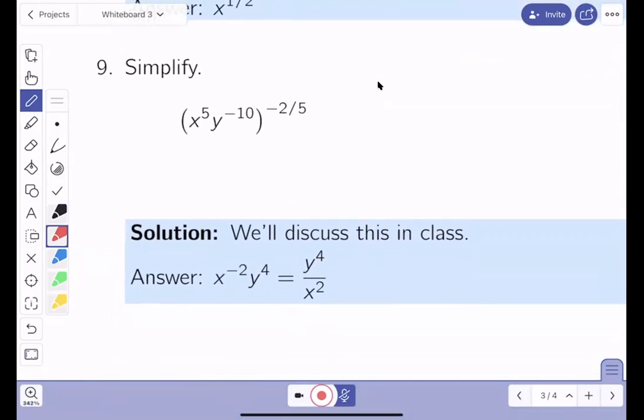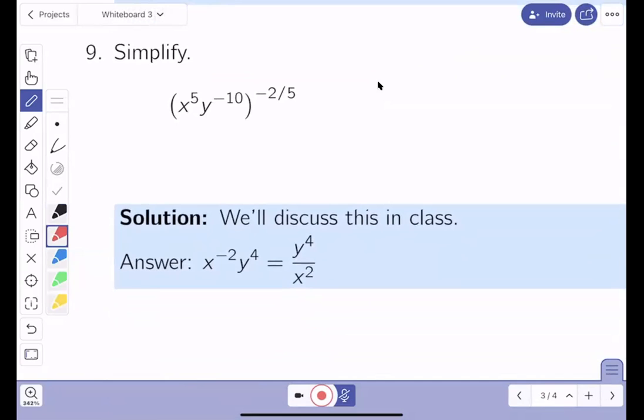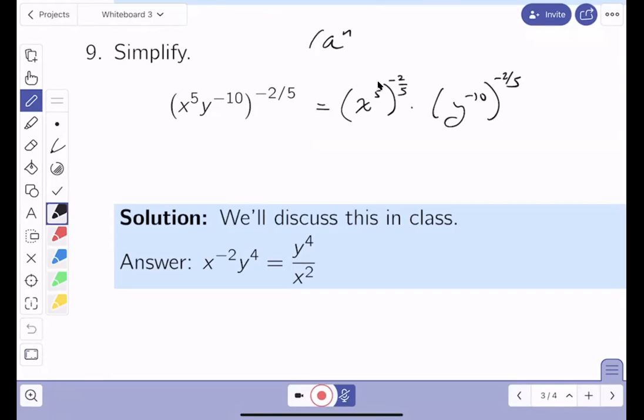Now this one, there's two things going on over here. What I'm claiming is that it's basically the same rule over and over again, but I've got two things going on. Let me write those two things down for you. It's going to be x to the 5th raised to the minus 2/5, times y to the minus 10th raised to the minus 2/5. So I'm really back to the same rule: a to the n raised to the m is a to the n times m.